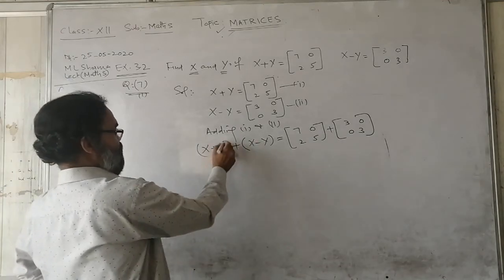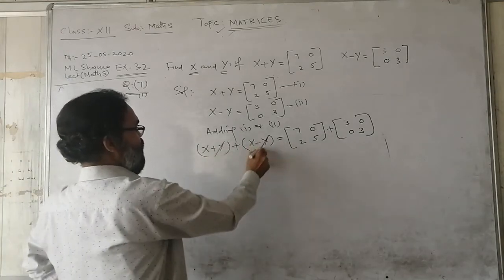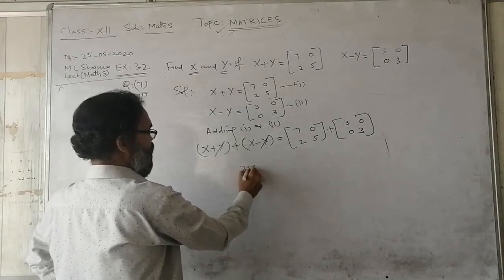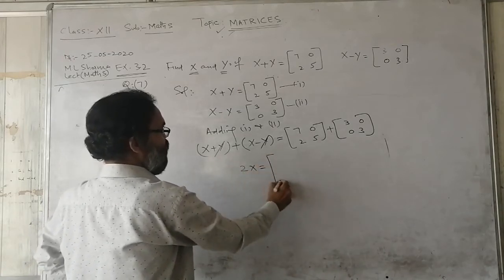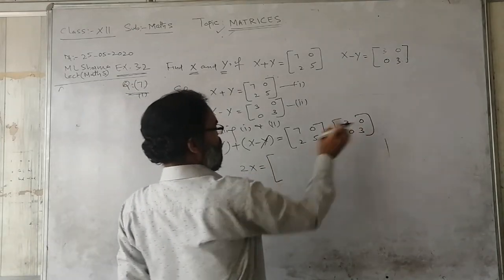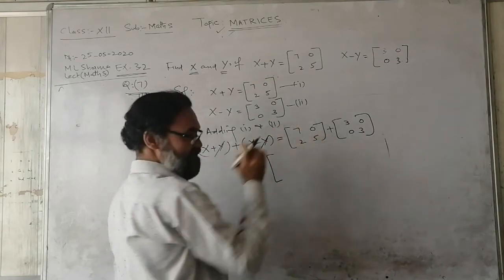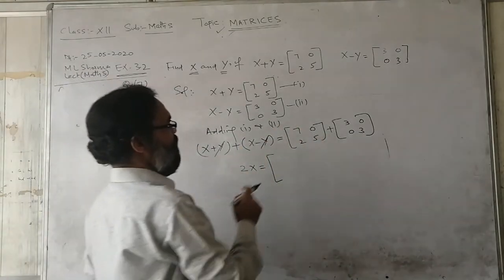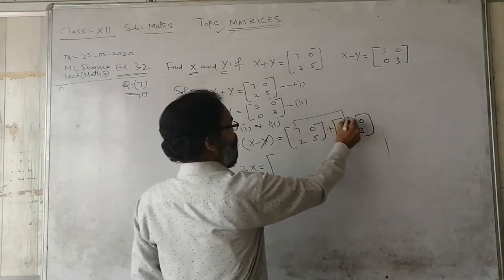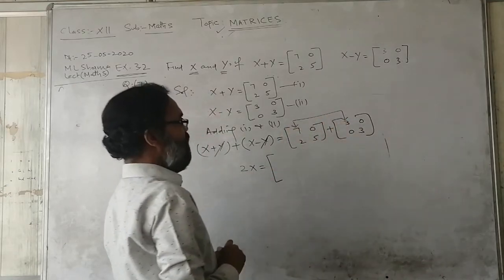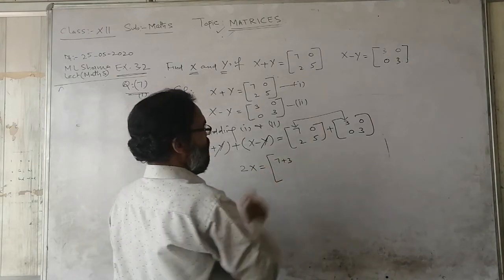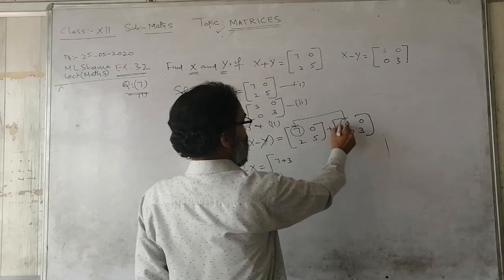So this is plus y minus y, they will cancel. So x and x, 2x is equal to, now 2 by 2 matrix, this is also 2 by 2 matrix. Here there is a sign of plus, so I will have to add these two matrices. For addition, we add the corresponding elements. So 7 plus 3, they are corresponding elements.